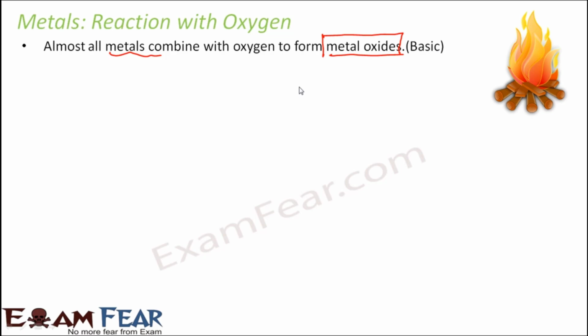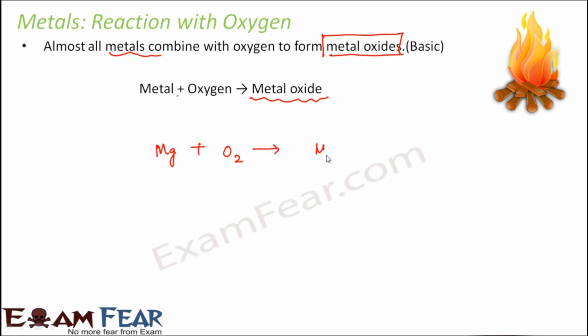Now, let us look at some of the chemical reactions. So, let us see how different metals react with oxygen. Now, any metal reacts with oxygen to form a metal oxide. So let us take some examples. Let us suppose you consider the metal magnesium. So magnesium combines with oxygen to form magnesium oxide, that is MgO. So if you want to balance the equation, this is how it would be.